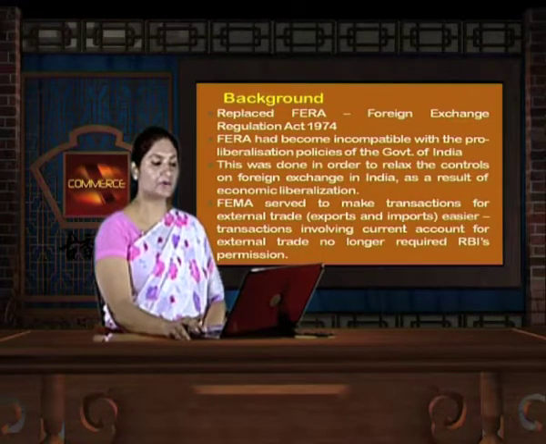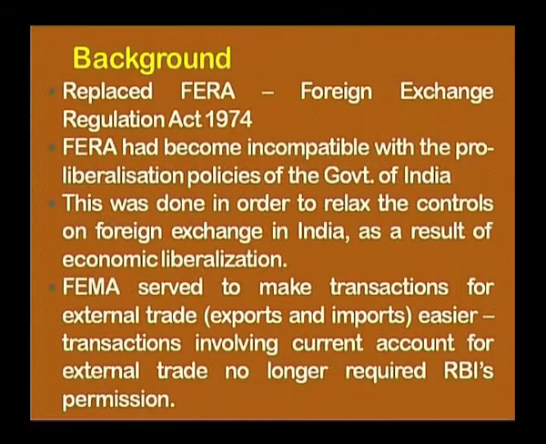Let us study the background of the Act. FEMA replaced FERA, that is the Foreign Exchange Regulation Act 1974. FERA had become incompatible with the pro-liberalization policies of the Government of India. This was done in order to relax the controls on foreign exchange in India as a result of economic liberalization. FEMA served to make transactions for external trade, that is exports and imports, easier. Transactions involving current account for external trade no longer required RBI's permission.